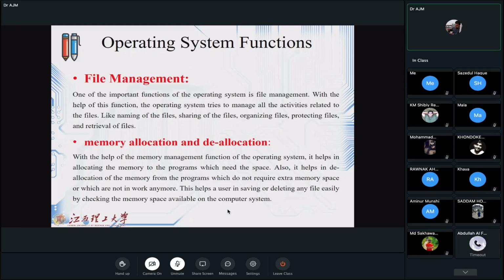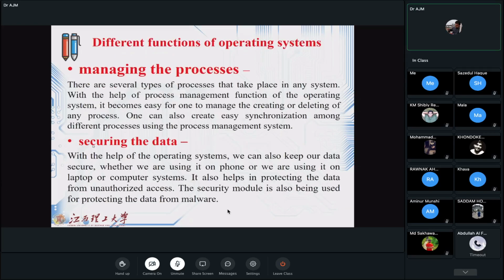Also, it helps in deallocation of the memory from the programs which do not require extra memory space or which are not in work anymore. This helps the user in saving or deleting any files easily by checking the memory space available on the computer system.